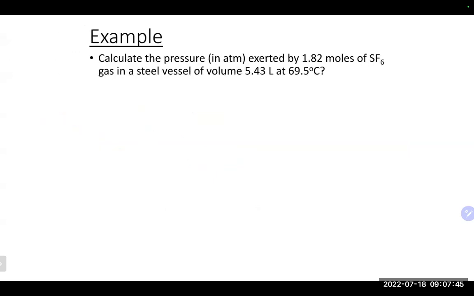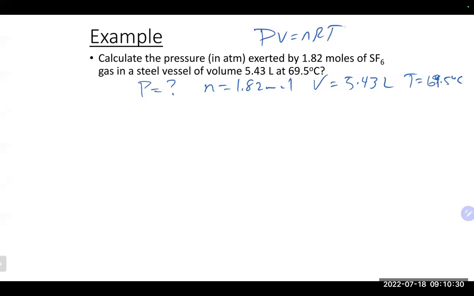All right, let's try one here. Calculate the pressure exerted by 1.82 moles of SF6 gas in a steel vessel with a volume of 5.43 liters. Let's take a look. If we pull out the information, we are looking for a pressure. We have moles of 1.82, a volume of 5.43 liters, and a temperature of 69.5 degrees Celsius. So the only gas law that would make sense here is PV equals nRT, since we don't have two pressures, volumes, or anything like that.